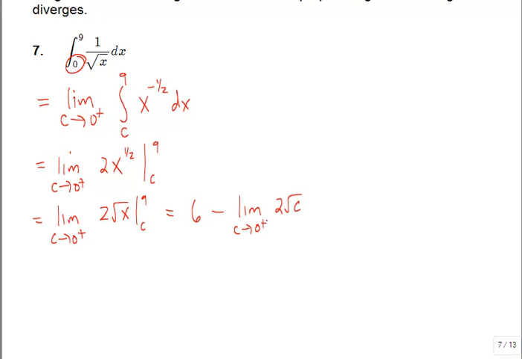And we want the limit of this as c approaches 0 from the right-hand side. And here you do need that right-hand limit because this would not exist if we were coming through the negatives, because the square root of negatives don't exist. So we do need that right-hand limit here. And because c is just a square root function, we're able to just plug in that 0 and know that this limit, 2 times square root of 0, is going to just go to 0. So this is 6 minus 0, or 6. So 6 is the value of this integral, and it converges as well.